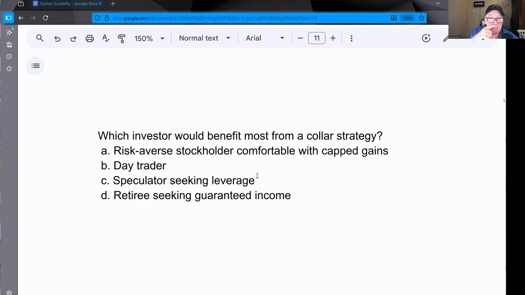Which investor would benefit most from a collar? Not D, because they shouldn't be doing any of this. That'd be maybe selling calls, maybe. Speculator seeking leverage, no, that's just buying calls or buying puts. A day trader, no. I would go with A. Risk averse, you're buying the put to take away your risk, and you're giving up your gain potential because you're selling the call. It's got to be A. Lots of collar questions because they're harder. I'm trying to do hard questions.